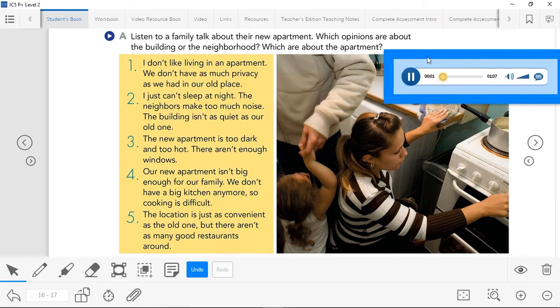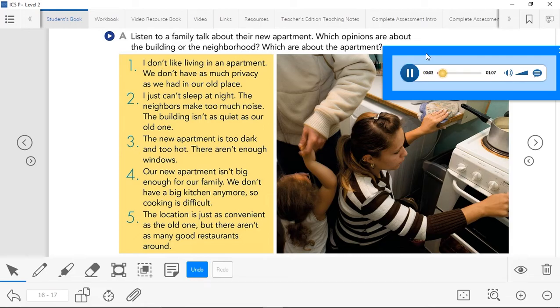Unit 3. Making Changes. Page 16. Exercise 2. Perspectives. How's your new apartment? Part A. Listen to a family talk about their new apartment. Which opinions are about the building or the neighborhood? Which are about the apartment?